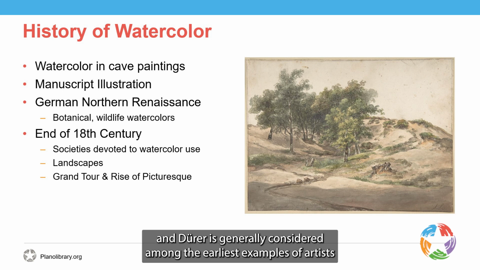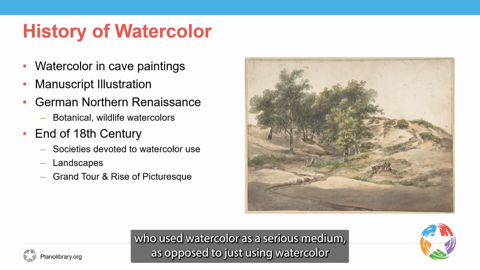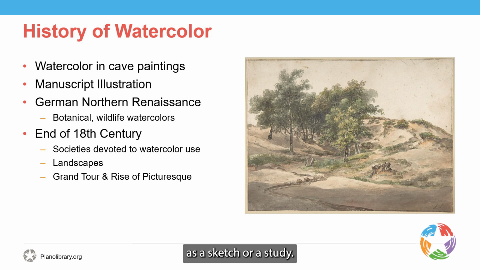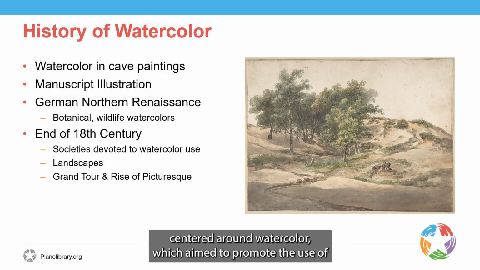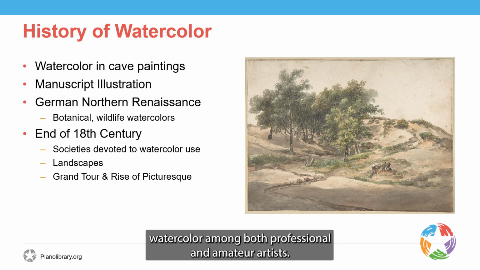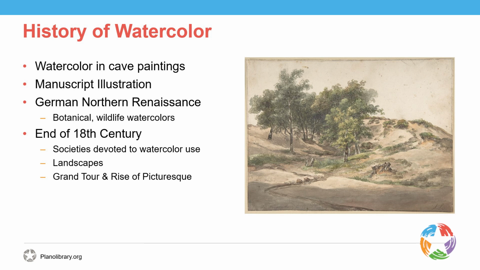and Dürer is generally considered among the earliest examples of artists who used watercolor as a serious medium, as opposed to just using watercolor as a sketch or a study. At the end of the 18th century, a great many artistic societies developed centered around watercolor, which aimed to promote the use of watercolor among both professional and amateur artists.